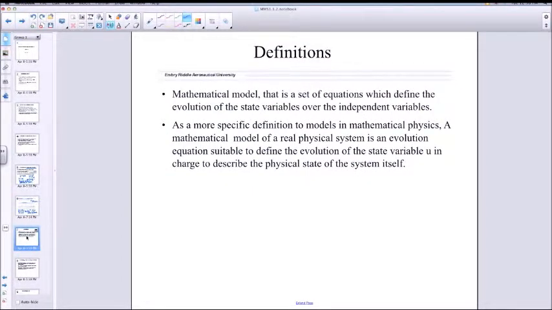So what is the mathematics model? The narrower definition is the evolution of a state variable over the independent variable. It includes the differential equation and the algebraic equation. But that's very narrow. Mathematics models also include state transition, graphs, networks, and game theory. There's much more than that.